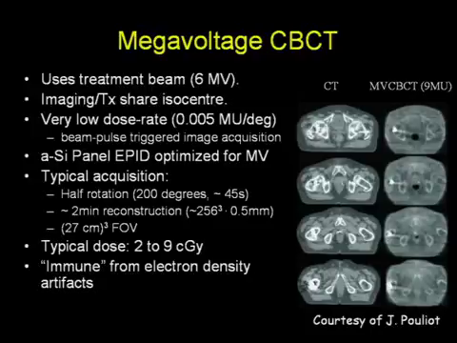A typical acquisition can be from a half rotation of about 200 degrees, takes about 45 seconds, followed by a 2-minute reconstruction time. Typical dose to the patient is 2 to 9 centigrays, so this is not negligible. However, on the plus side, it is immune from electron density artifacts.